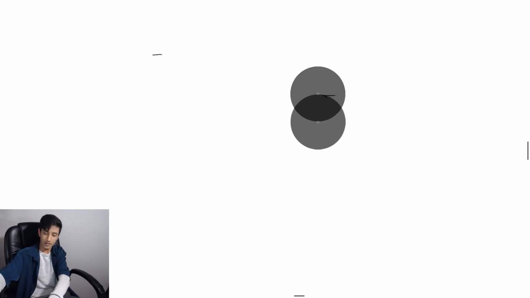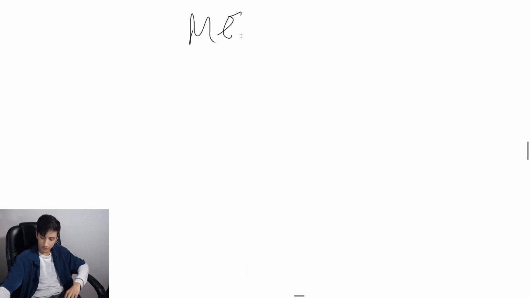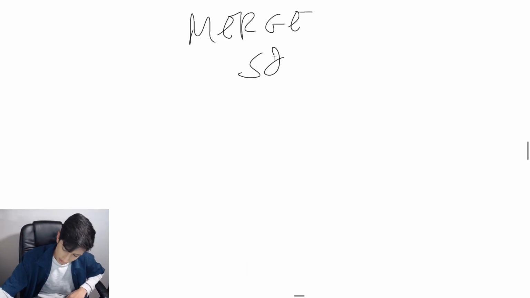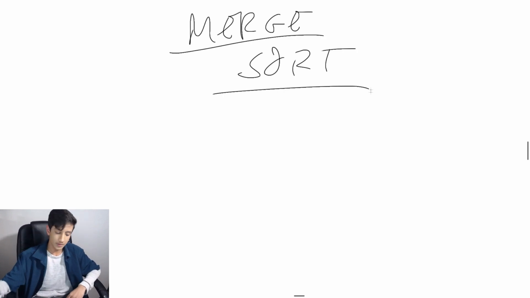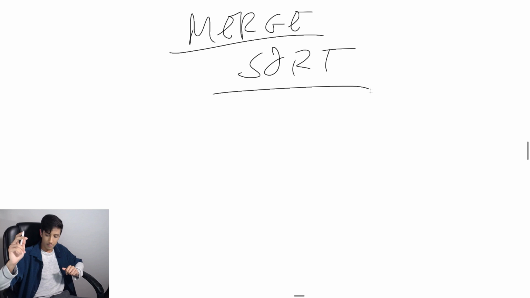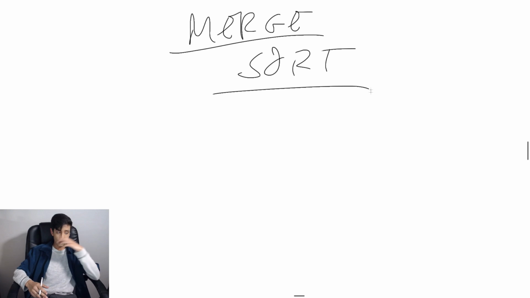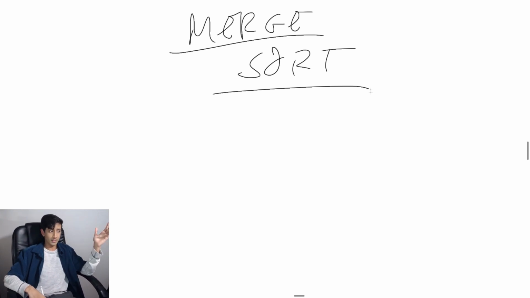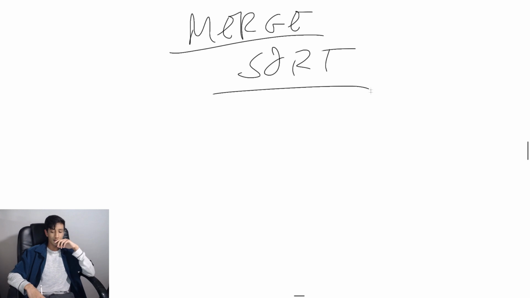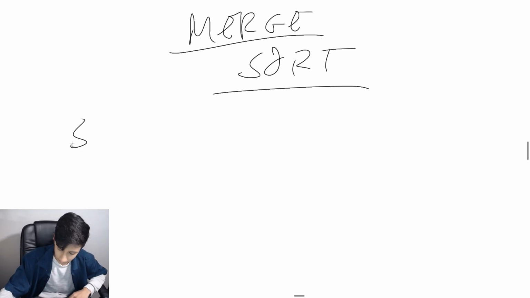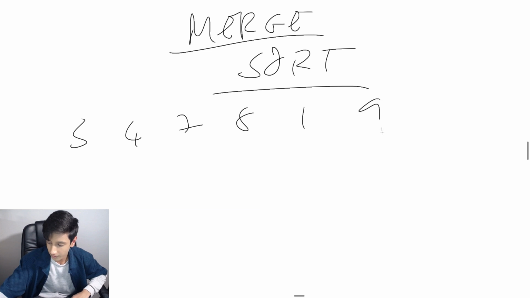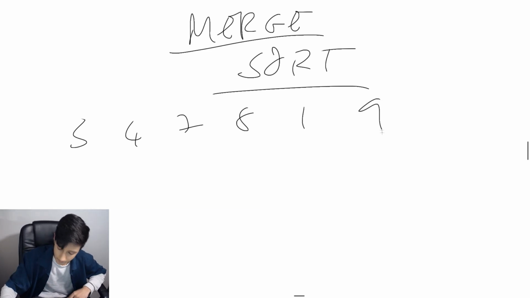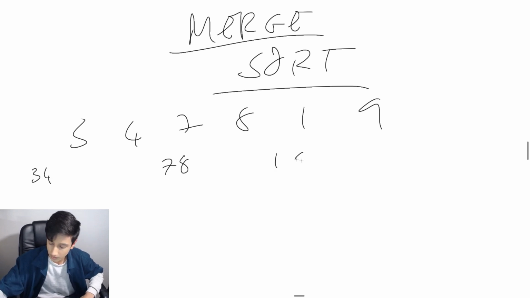Next thing we want to go over is merge sort. So this is merge sort. Sorting algorithms. Right. Merge sort is literally the easiest sort anyone could ever do. Ever. Like, it's the easiest thing you could ever do. Like, so 3, 4, 7, 8, 1, 9. So all we need to do is split it off into pairs. 3, 4, 7, 8, 1, 9.